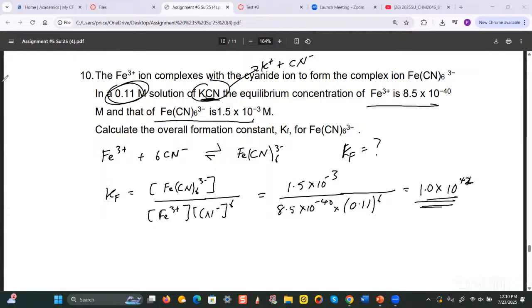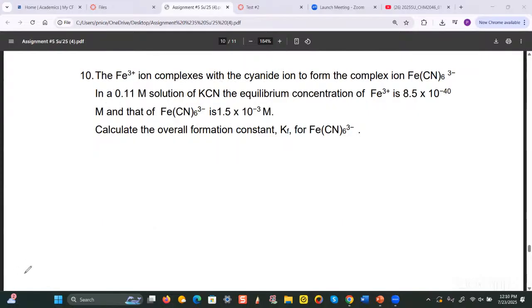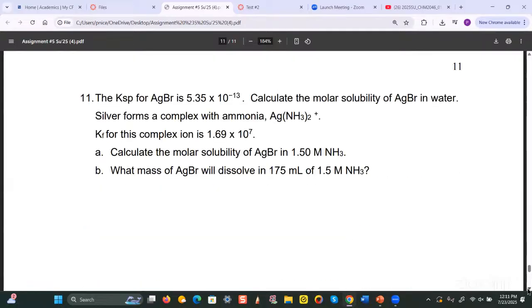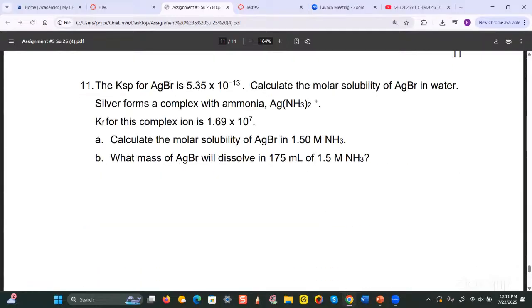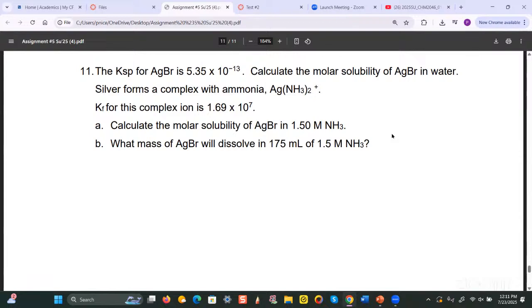Okay, continuing, clear this. Well, the next question is not as simple because they're talking about Ksp for silver bromide. And it says calculate the molar solubility of silver bromide in water. Well, that part is easy because we know how to do that already. And then it says silver forms a complex with ammonia, and it gives the formula of that complex. And the Kf for the complex is given.